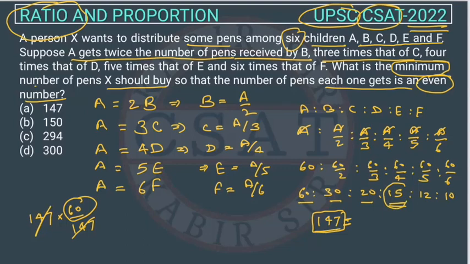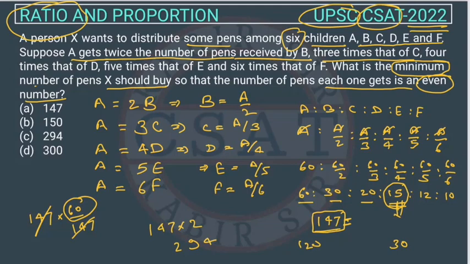But the question is saying that no one will receive an odd number of pens, all will receive an even number of pens, right? So what do we have to do? So 147 won't be the answer, right? So what should we do? We take a multiple of it, right? So 147 multiplied by 2, so it will be 294, because 60 will get converted into 120, this 50 will get converted into 30. So all these numbers will be even, right?